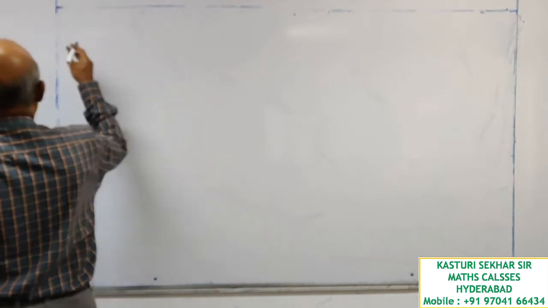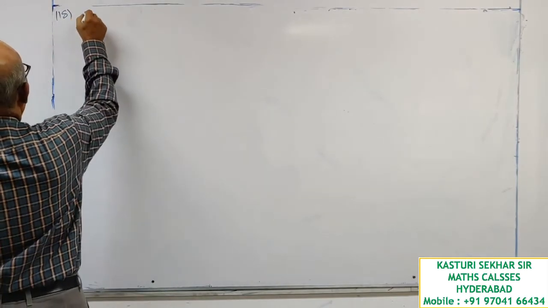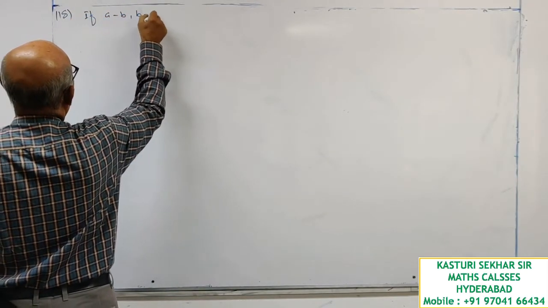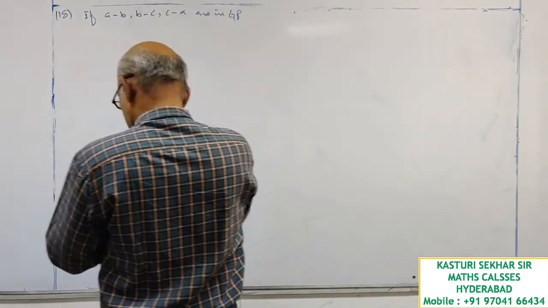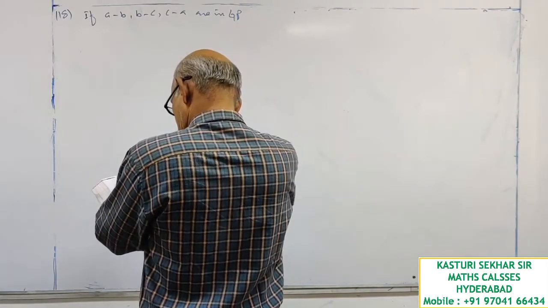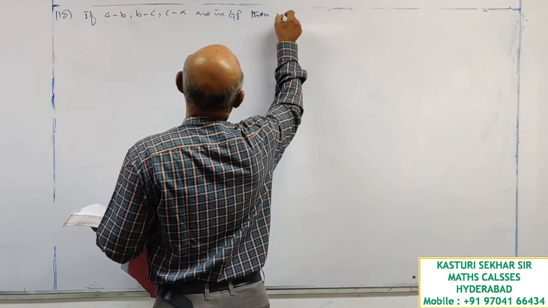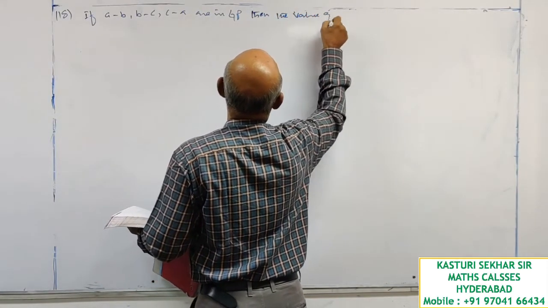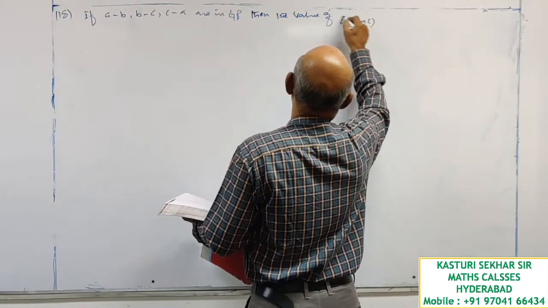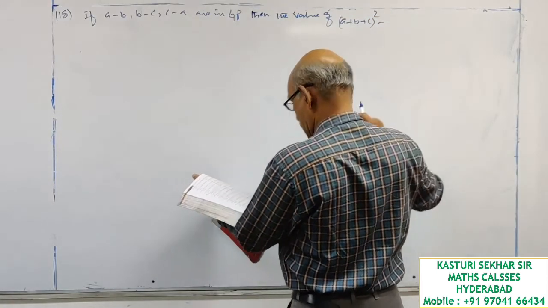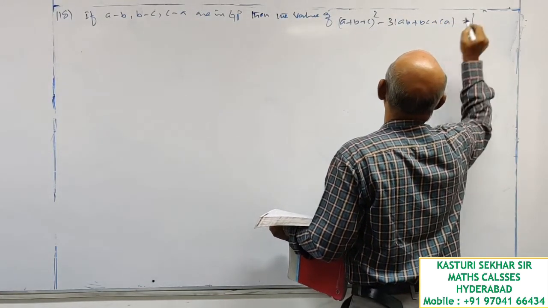Look at the question number 118. If a minus b, b minus c, c minus a are in geometric progression, then the value of (a plus b plus c) whole square minus 3 times (ab plus bc plus ca) is question mark.